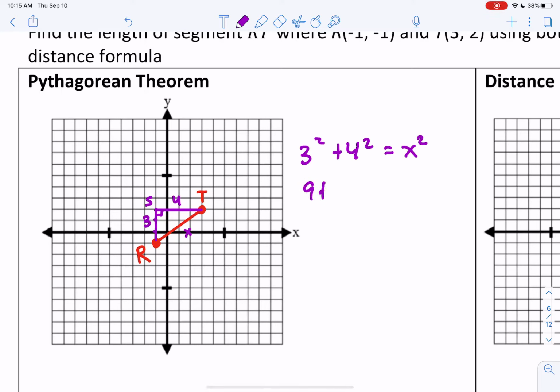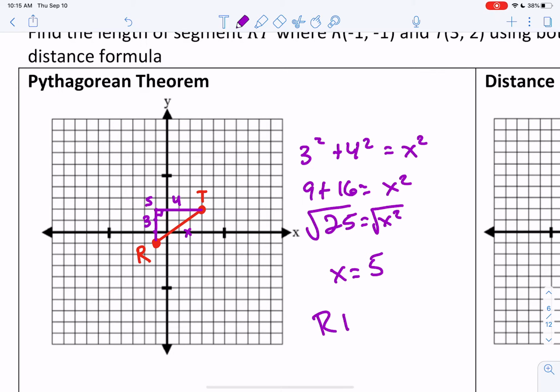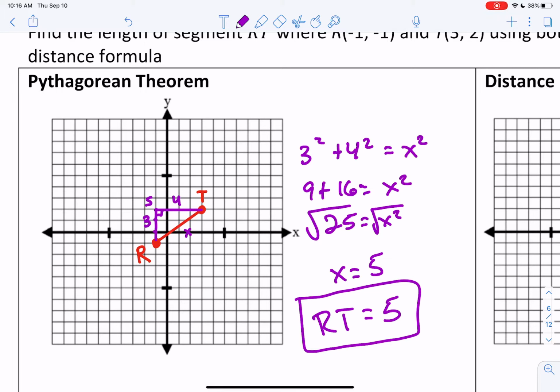3 squared is 9, 4 squared is 16. If I add those 2 together, I get 25. Last but not least, I'm going to square root, and x is going to be equal to 5. Okay, so the length of RT is equal to 5. And again, when we talk about the length of a segment, we use just the 2 letters R and T, no line over the top of it. RT equals 5. So that's how you use the Pythagorean theorem to find the distance between 2 points.